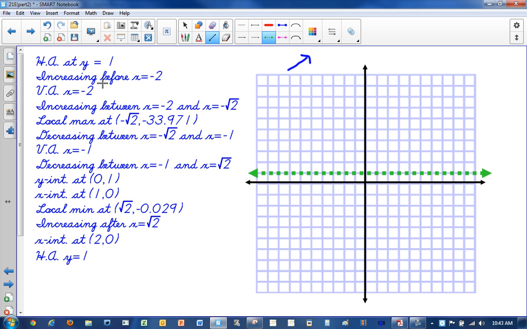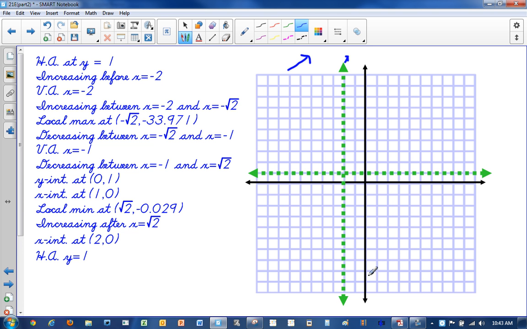There is a vertical asymptote at x equals negative 2, so let me draw that in. There's my vertical asymptote. And it is increasing everywhere between x equals negative 2 and x equals negative root 2. I'm going to have to be careful here because it's just kind of increasing a little bit there. And then I get to negative 2 comma negative 33.